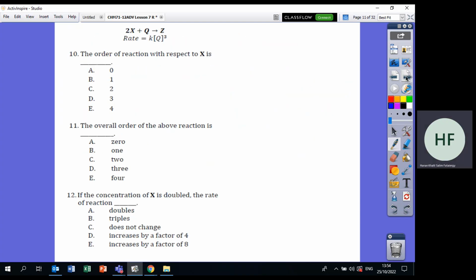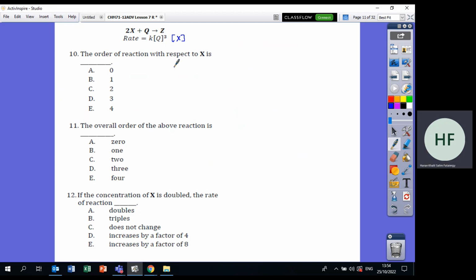Okay, I want you now to pause the video and try to go through these questions. Okay, now the rate equals K times Q power 3. Can you tell me why there is no X in the rate? X is a reactant. There should be X.